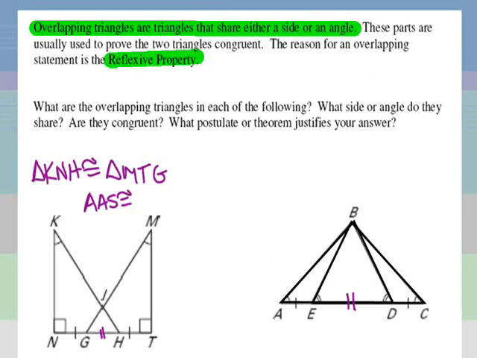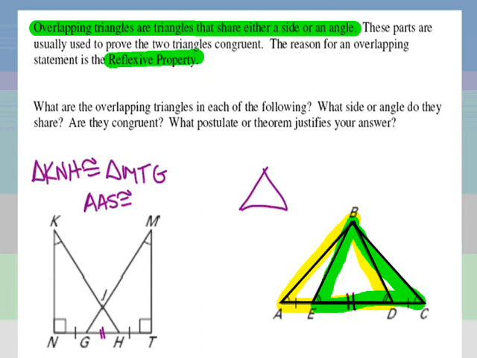And oftentimes highlighting helps, at least it helps me. So if I look and I highlight this big triangle right here, and then with a different color, I highlight this triangle right here, I can see which two triangles I'm talking about. So essentially, I've got triangle ABD, and my green triangle is triangle EBC.